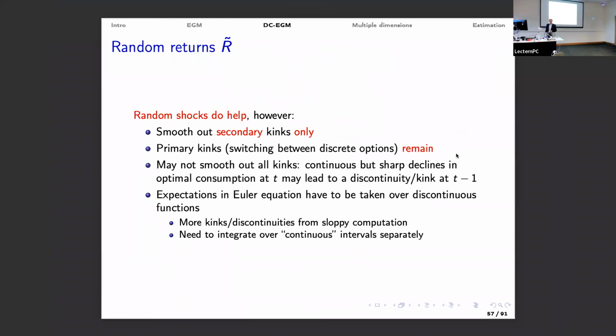I have about 25 minutes, right? So now let's talk a little bit about what happens when we include shocks. And so first, let's see if the returns are random. The general picture is that some of these kinks are going to be smoothing out.